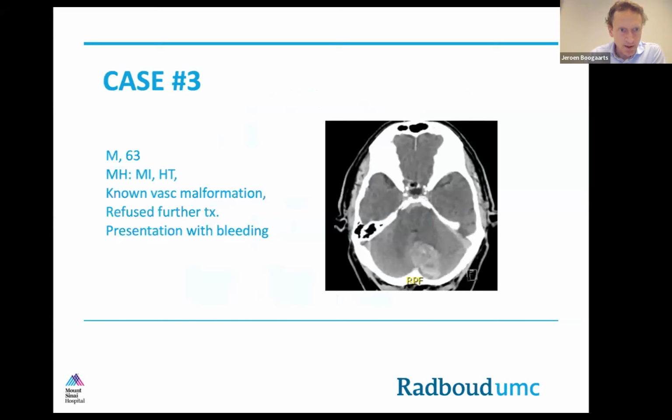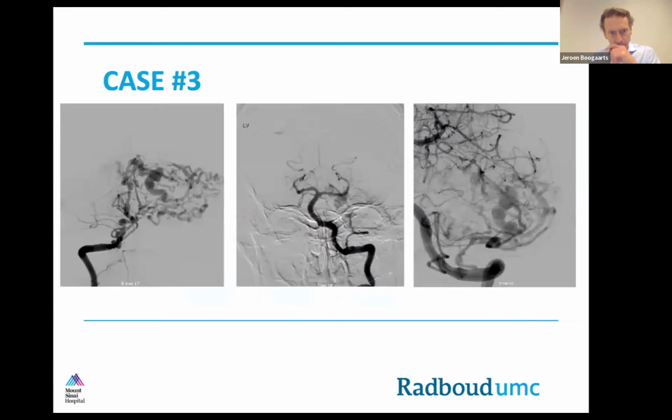So here's another case, male, 63 years old, with a known vascular malformation. It was not known what this actually was. It was from another hospital, but he refused further treatment, and then he presented with a bleeding. With the diagnostic angiography, we see extensive ectatic cerebellar veins, with feeding from dural branches from the vertebral artery, especially from the right side, but also from the left side.